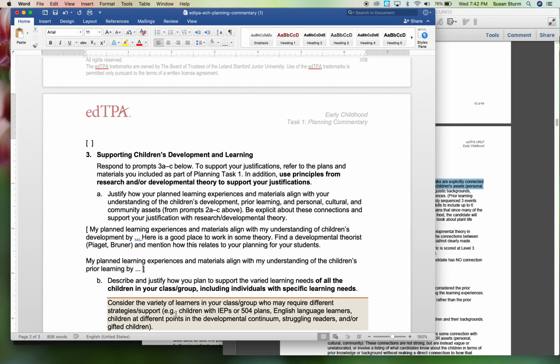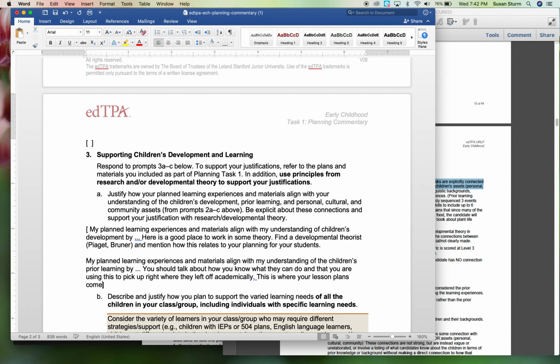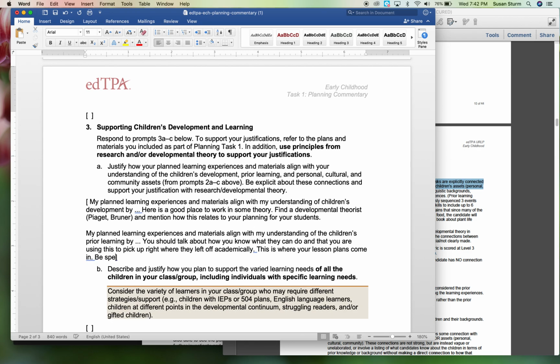You should talk about how you know what they can do and that you are using this to pick up right where they left off academically. This is where your lesson plans come in. Okay. And then be specific about your lessons and the ways that you're connecting to their prior knowledge. Okay, so that's your prior knowledge.